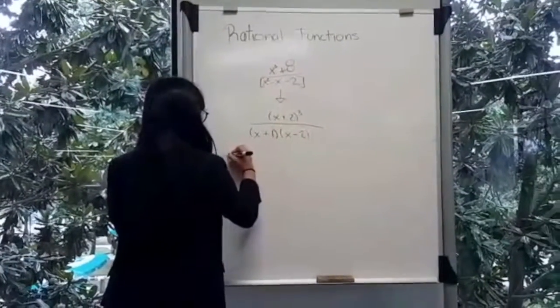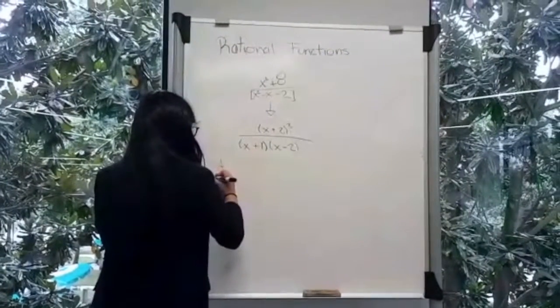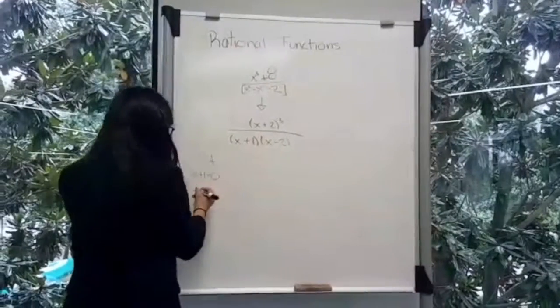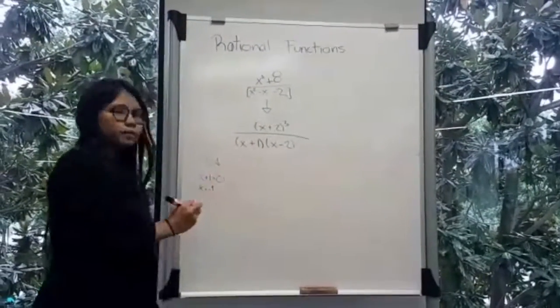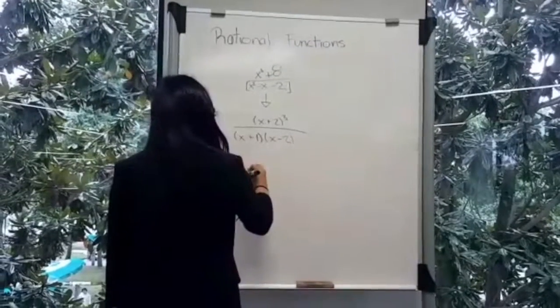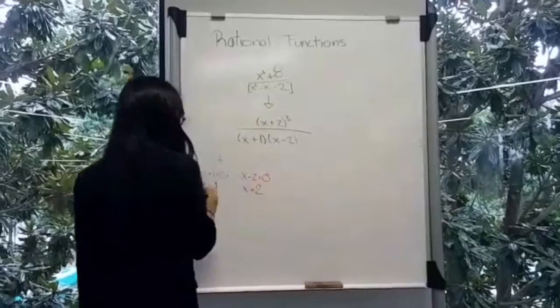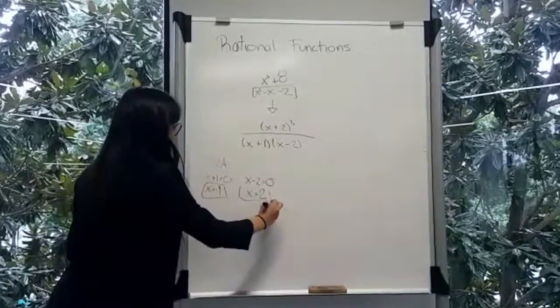For the vertical asymptote, we get it from the denominator. And x equals minus 1 and 2.